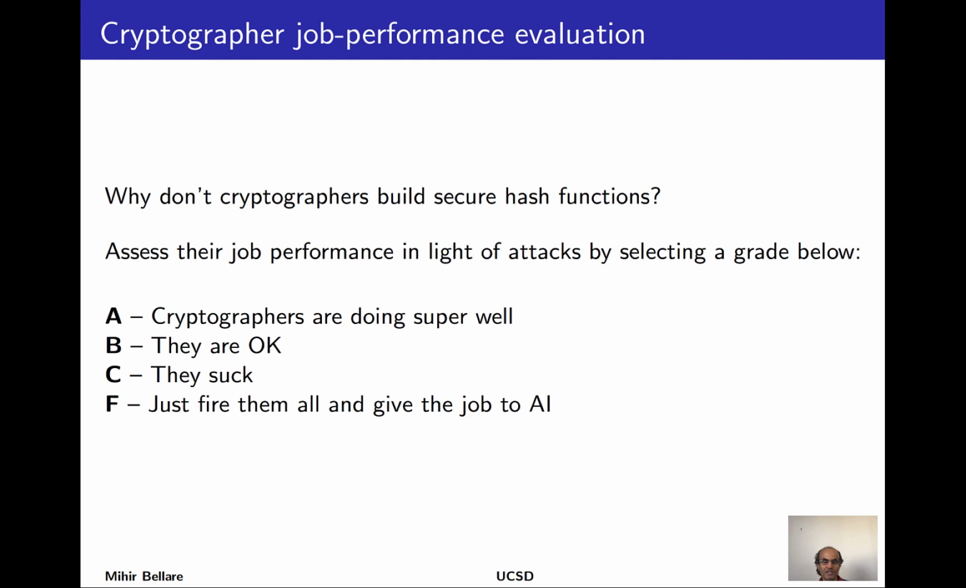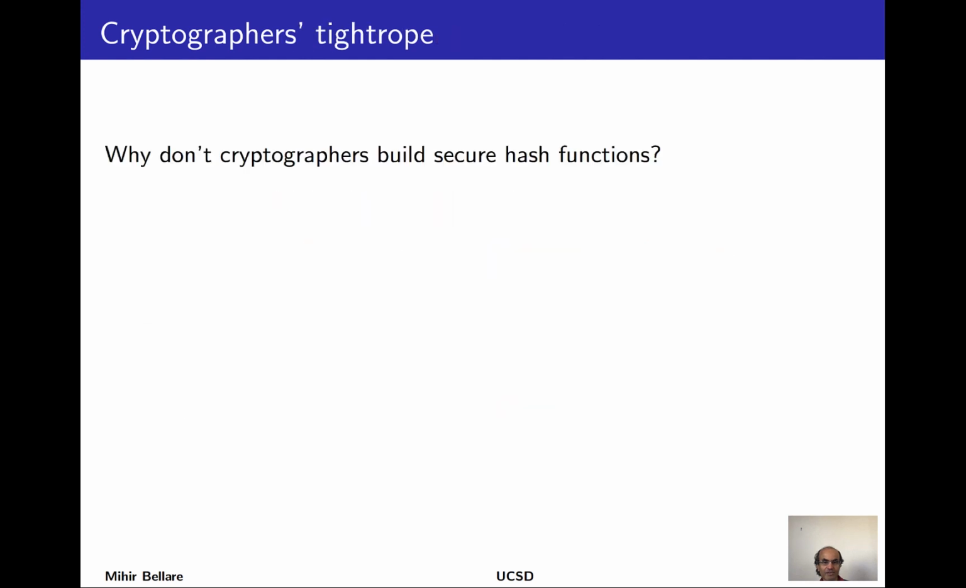So your question here is assess the job performance, and how would you grade cryptographers? They're doing great, they're doing okay, they're doing really badly, and forget human intelligence and let's have a machine learning algorithm design hash functions. Okay. So what would you pick? Well, I'll leave you to make a choice, and give some perspective that might lead to a view on this.